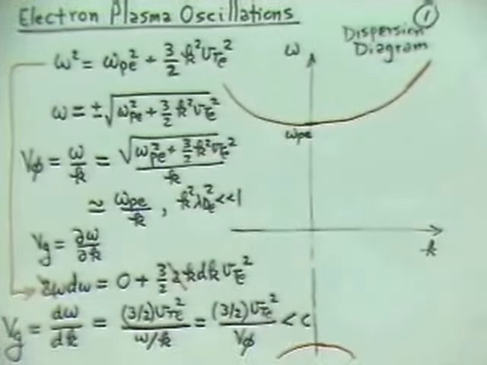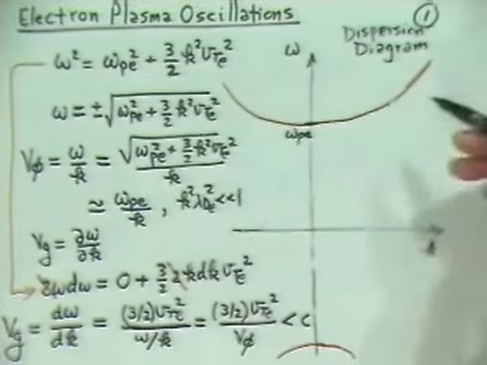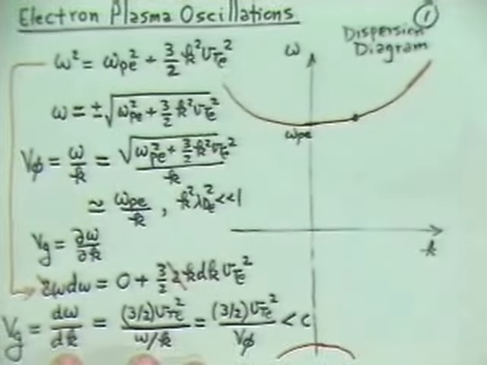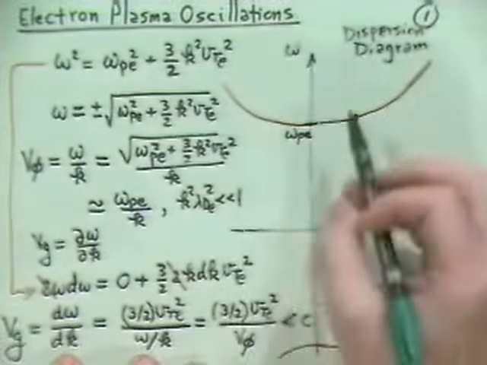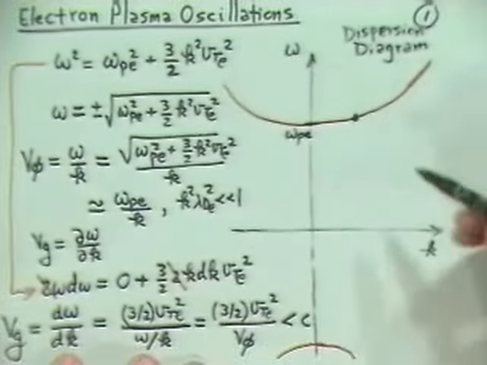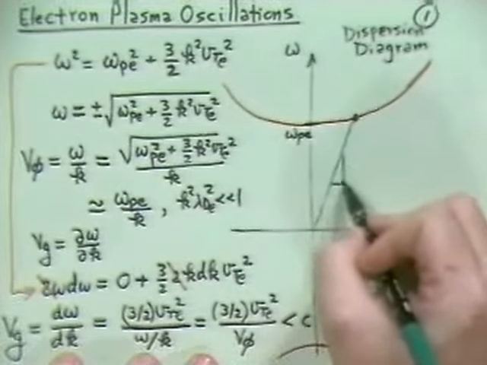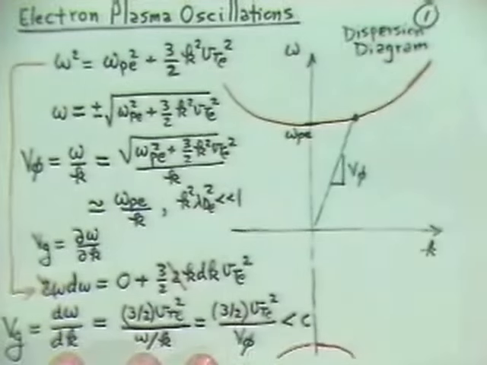And what else do we have? Well, the kind of interesting point that I wanted to get at is geometrically in this diagram, if I identify some particular place I'm interested in, what is the phase velocity? Well, it's omega over k. So the phase velocity is just the slope of the line to that particular point. Okay?